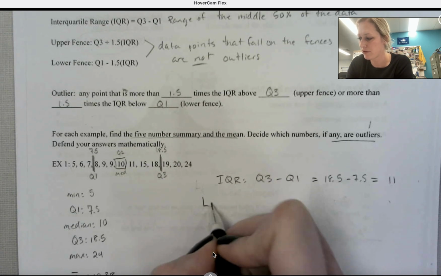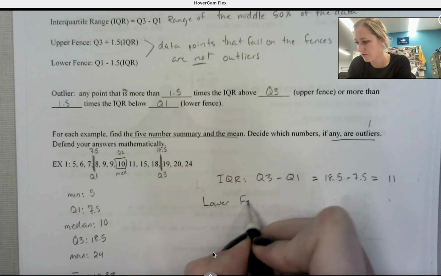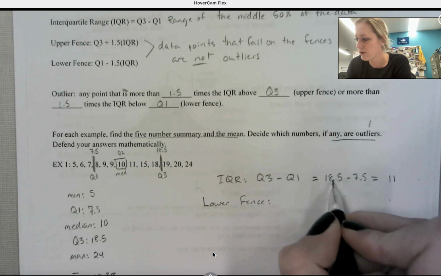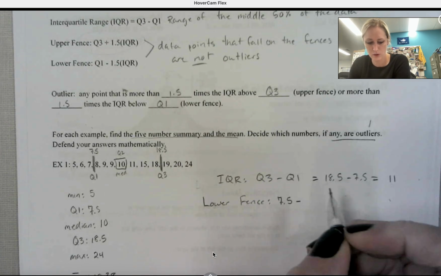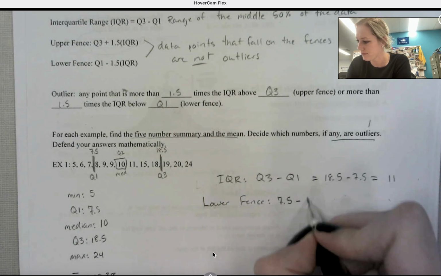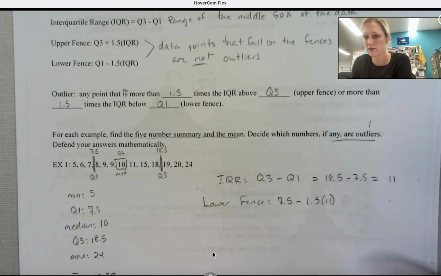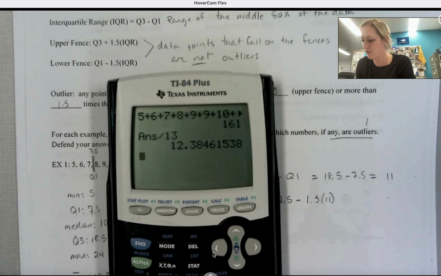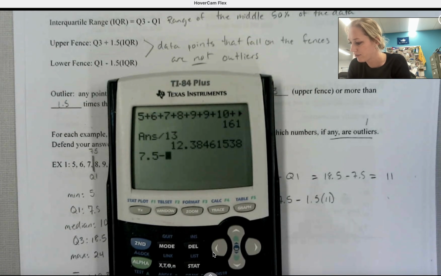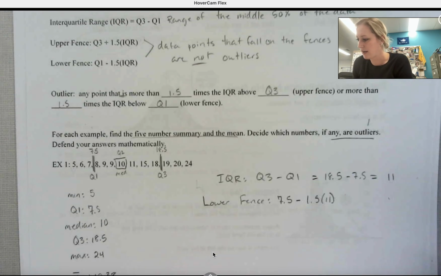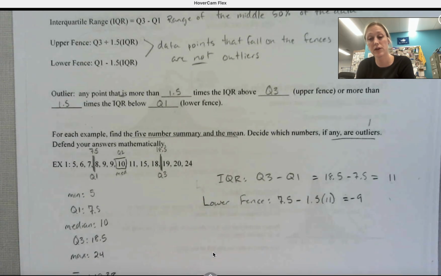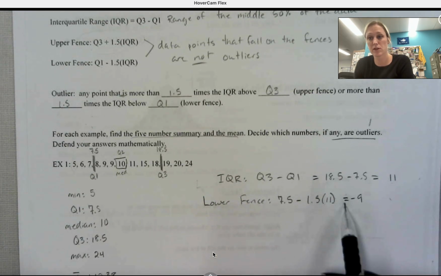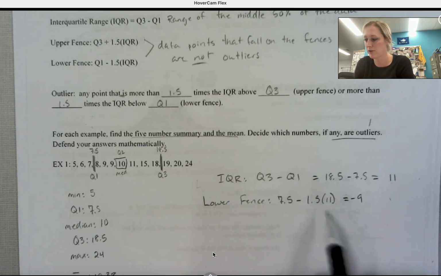So the lower and upper fence, we're going to use that number 11. Lower fence is Q1, which was 7.5, minus 1.5 times 11. That's my lower fence. So we've got 7.5 minus 1.5 times 11, negative 9. Well, we have no negative numbers in the set, so we know that there's no numbers below negative 9. If I did have a number below negative 9, then that would be an outlier. It'd be outside the lower fence.